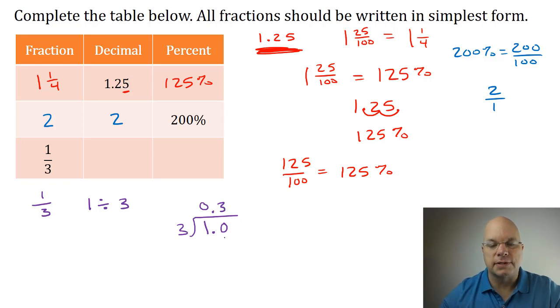3. 3 multiplied by 3 is 9. Subtract and you get 1. I reveal the 0 in the hundredths place. Bring it down. How many 3's are in 10? 3. 3 times 3 is 9. And you can see that's going to go on forever.